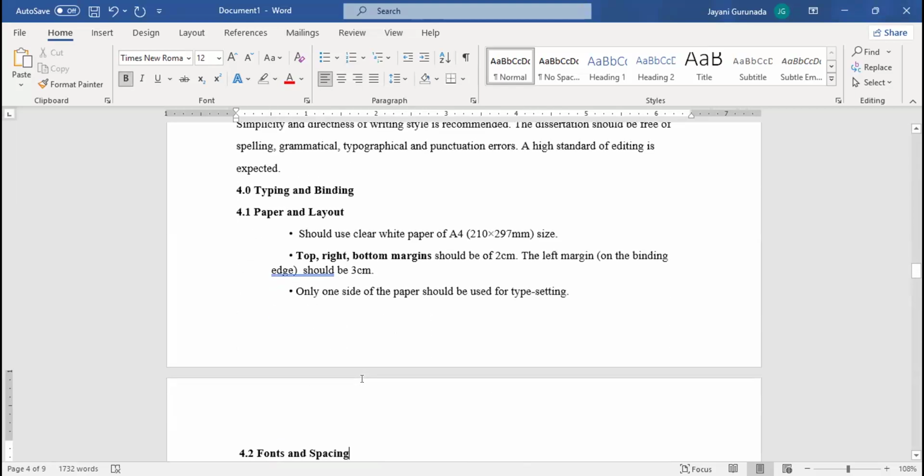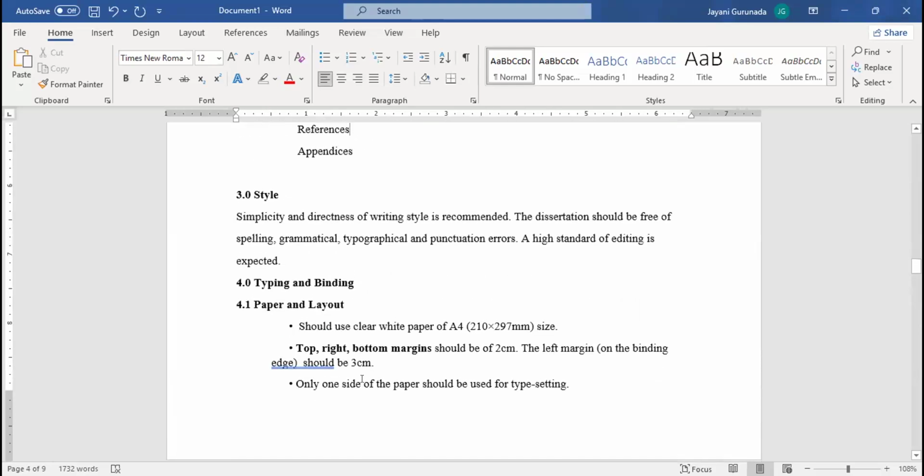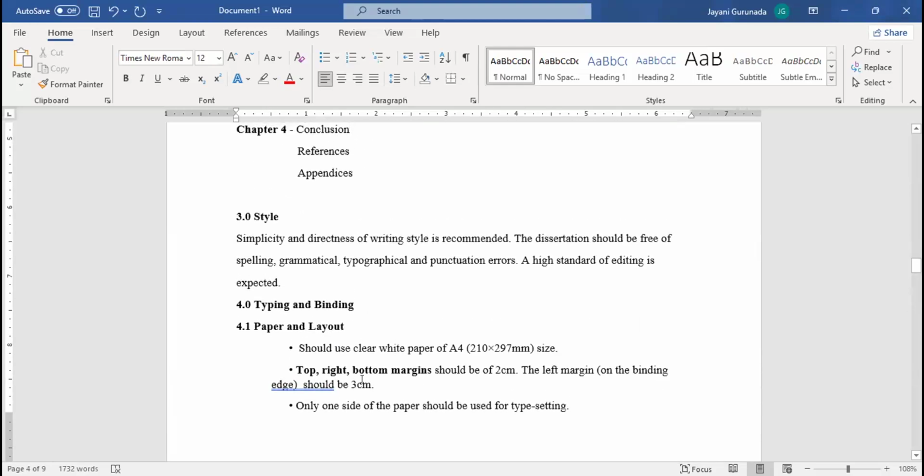Now the style. Simplicity and directness of writing style is recommended. Simple means don't put big words that nobody understands. So don't write high flown language. Not very simple language either, not like "mother ate rice, father went to the paddy field." So you have to write standard language, not very high flown language. Right? Simplicity and directness of writing style is recommended.